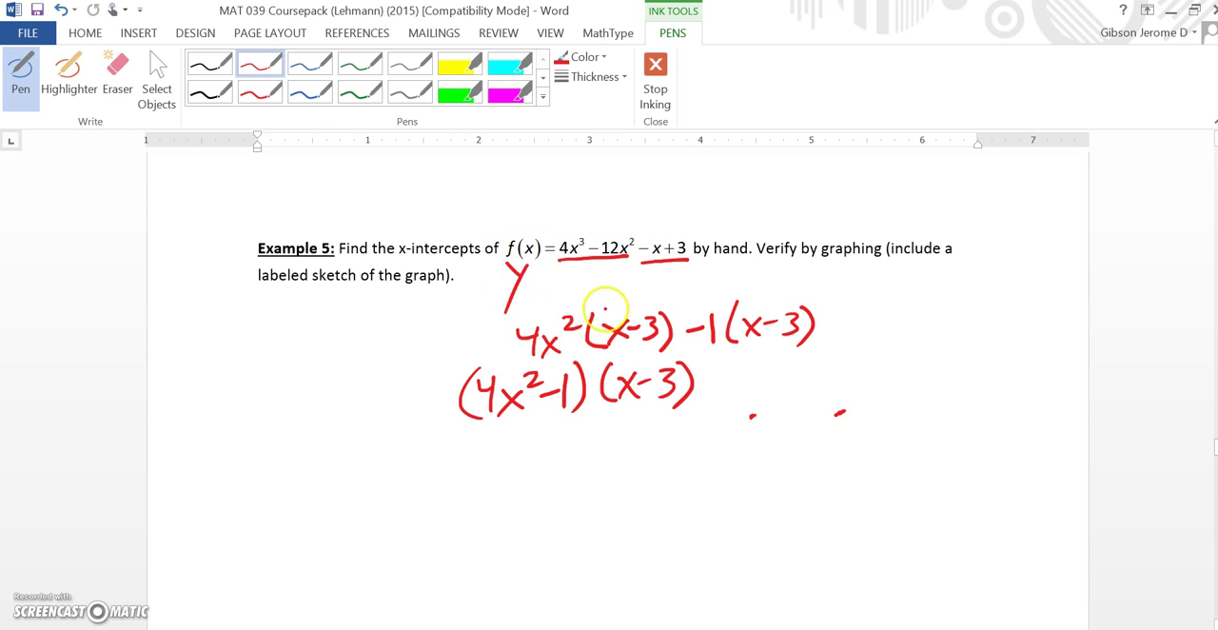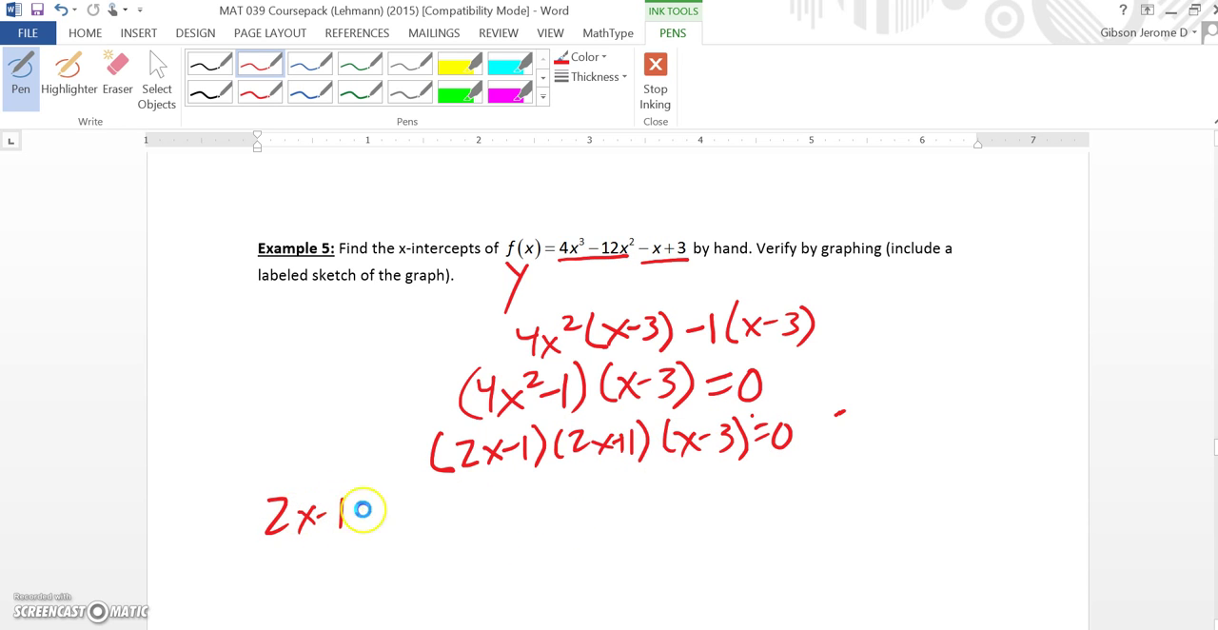Now this f of x being y means that we're trying to find the x-intercept. So f of x will actually have to equal 0. Because remember, with the x-intercept, y is always 0. And f of x represents y. Now, this right here is the difference of 2 squares. So before we set everything equal to 0, let's take care of this difference of 2 squares. It'll be 2x minus 1, 2x plus 1, x minus 3, and they all equal 0.